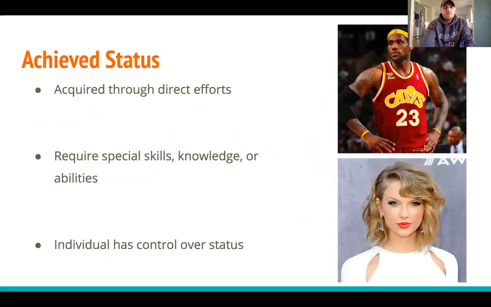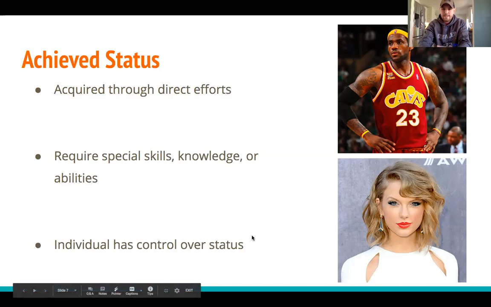Okay. We also have achieved statuses, these statuses that you occupy, that you have acquired through your own direct efforts. You have done something in order to earn this status or to earn this label. So maybe you're a basketball player, or maybe you're a musician, right? Those statuses you have worked at in order to achieve. You have control over this status.